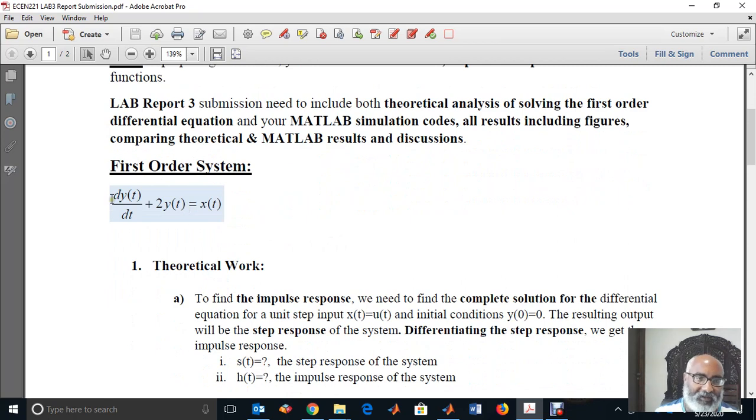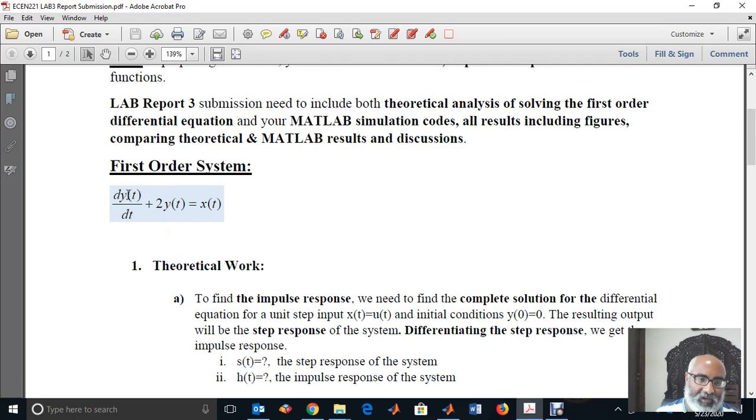Okay, as an example, let's solve this first order differential equation. As you know, we already studied this in the ECEN221 lecture class. This is a first order differential equation. Why? Because here the maximum derivative is the first derivative.